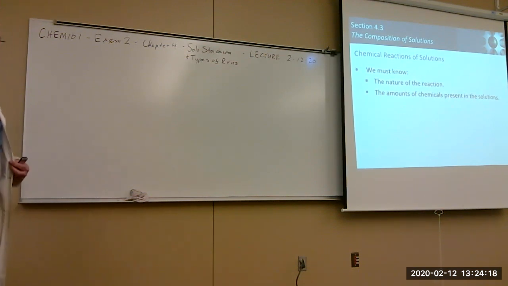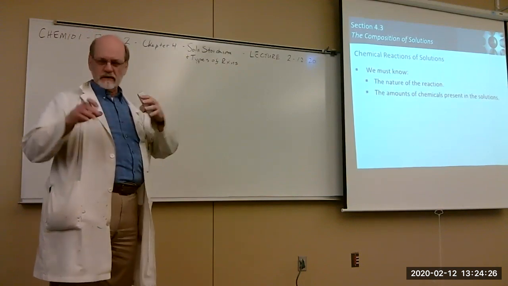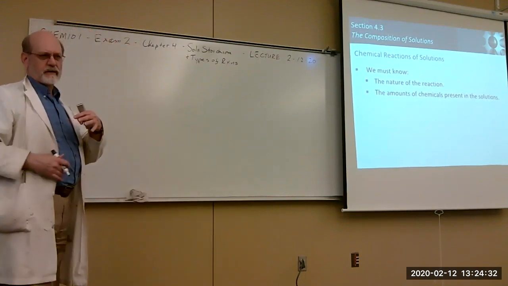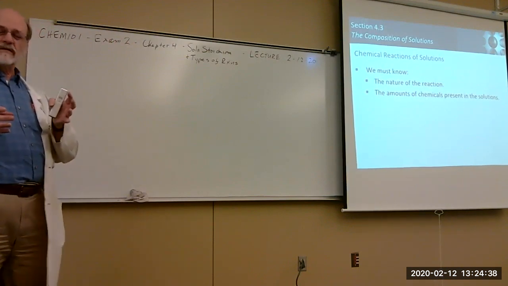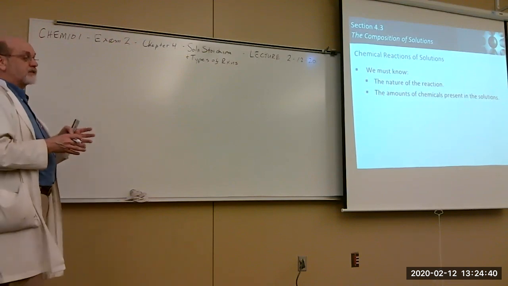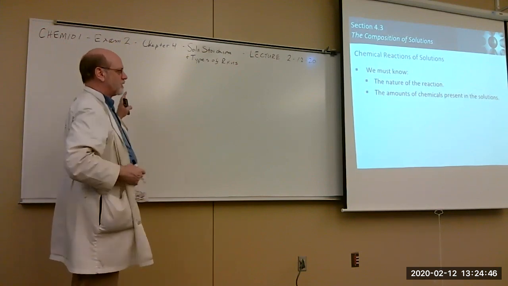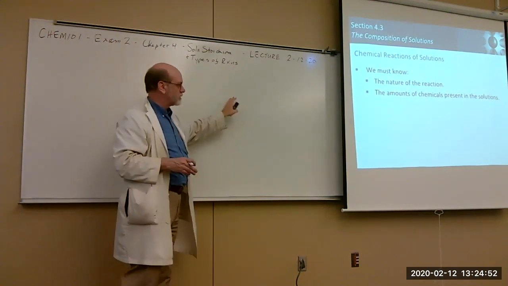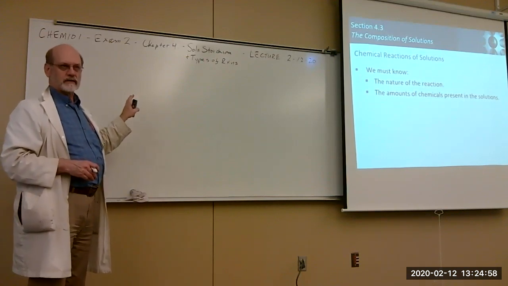So we need to shift our thinking just a little bit. When we were talking earlier about balancing equations and stoichiometry of reactants to products, we were focused primarily on either gases or solids. Now we're going to look at solutions. You still have reactions in solutions, but the stoichiometry is the same. Once you have the balanced equation, besides the nature of the reaction, which you define with a balanced equation, you need to know the amount of each of the reactants present.